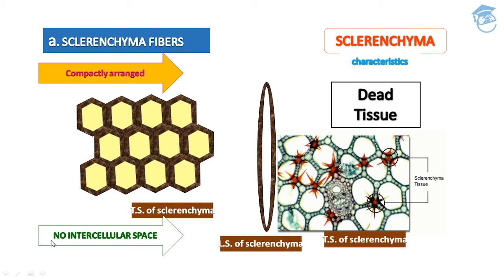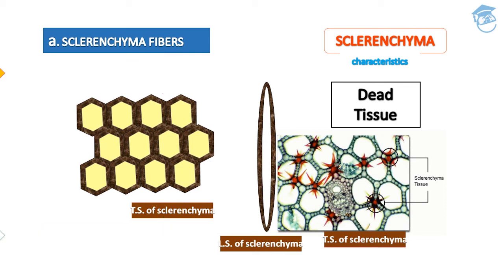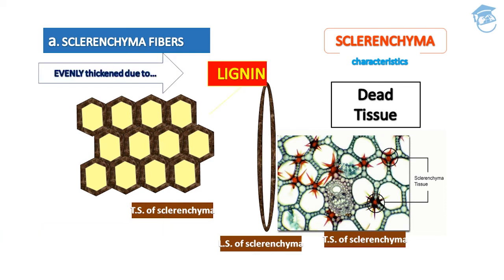No intercellular space is present between the cells of the sclerenchyma. Can you see the intercellular space between the cells? No, because they are very compactly arranged, and it is dead tissue too. So that's the reason there is no intercellular space. They are evenly thickened due to lignin. So this brown color is showing the lignin deposition, and protoplasm is absent in it. That's why it is called dead tissue.